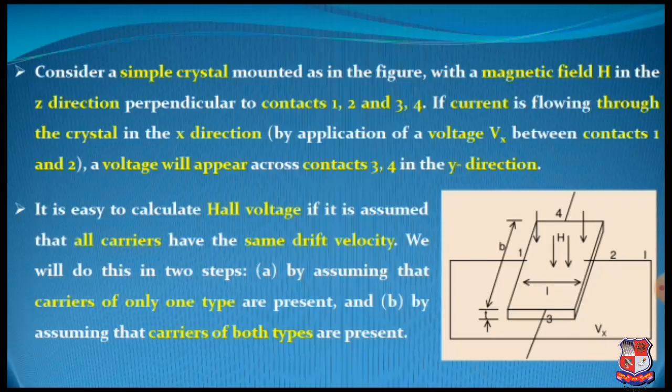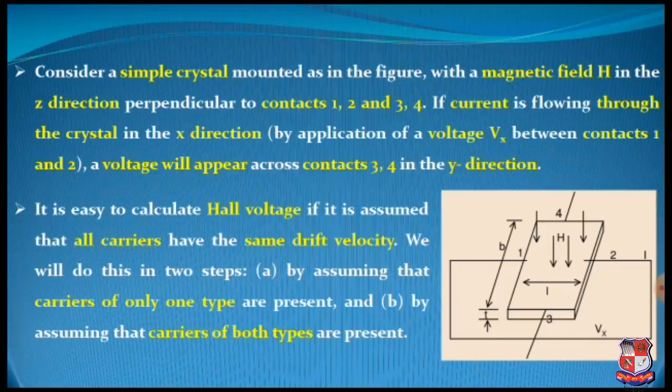Now if current is flowing through the crystal in the X direction, so after the Z direction, the X direction is also clear, which stands for the current flow. In the X direction, by application of a voltage Vx between contacts 1 and 2. So 1 and 2 contacts will have the current flow. A voltage will appear across contacts 3 and 4 in the Y direction. So 3 and 4 will be the output voltage direction.